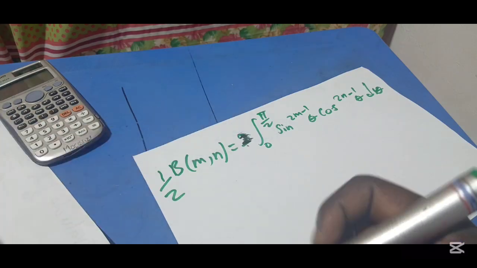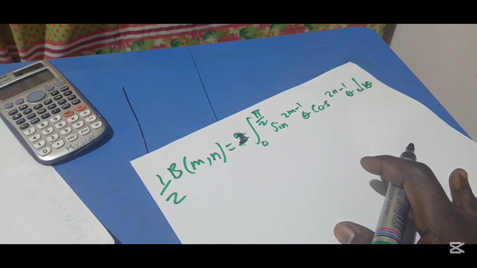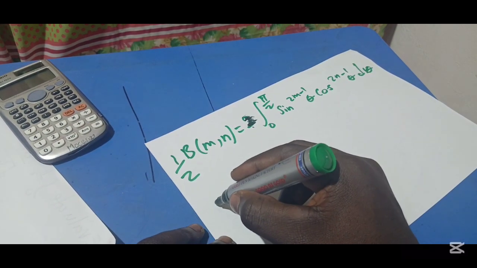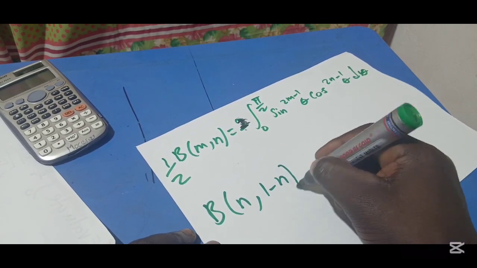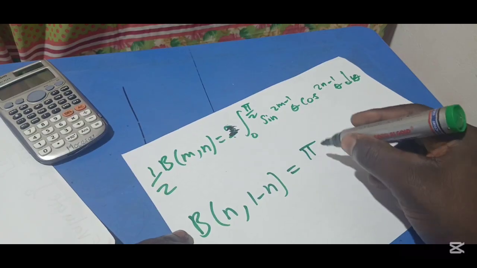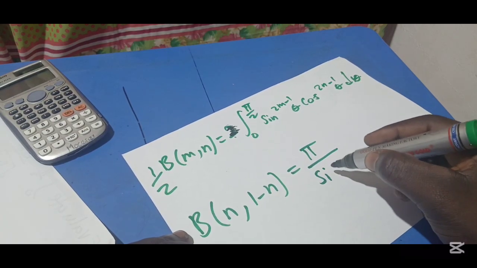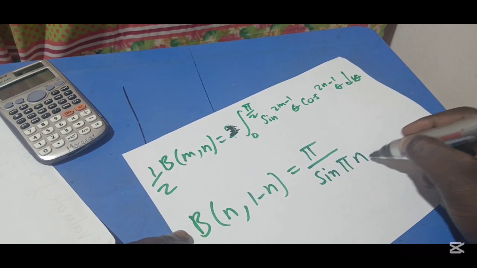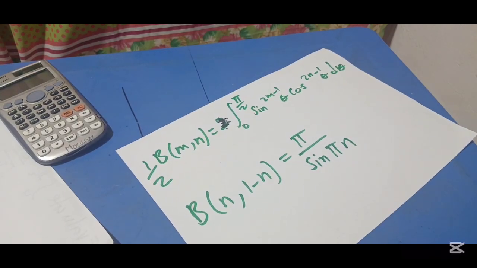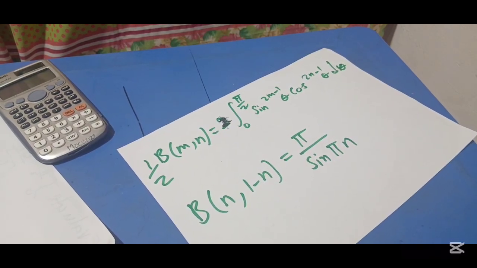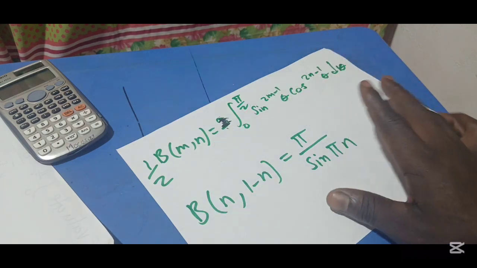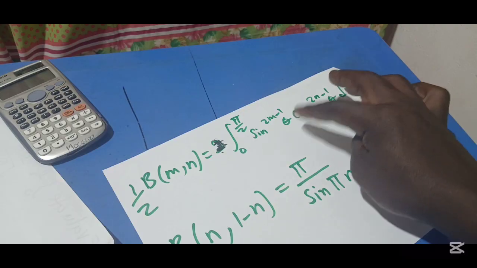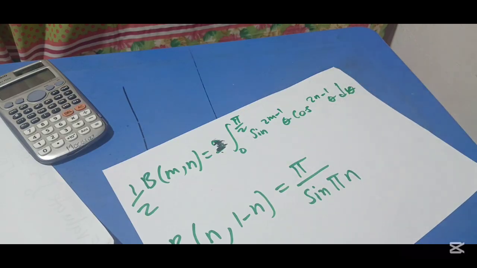Another formula we need to know is Euler's reflection formula, which states that beta of n, 1 minus n should give us pi all over sine of pi n. So these are the two formulas you need to know. We have half beta of m, n equals integral from 0 to pi over 2 of sine to the 2m minus 1 theta, cos to the 2n minus 1 theta, d theta. So now let's continue.